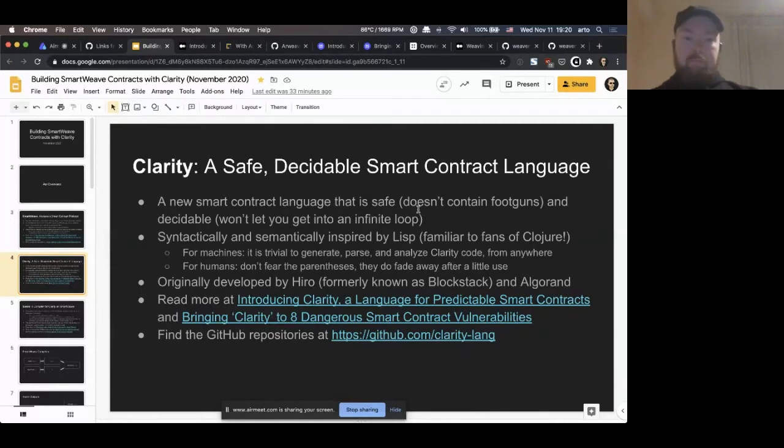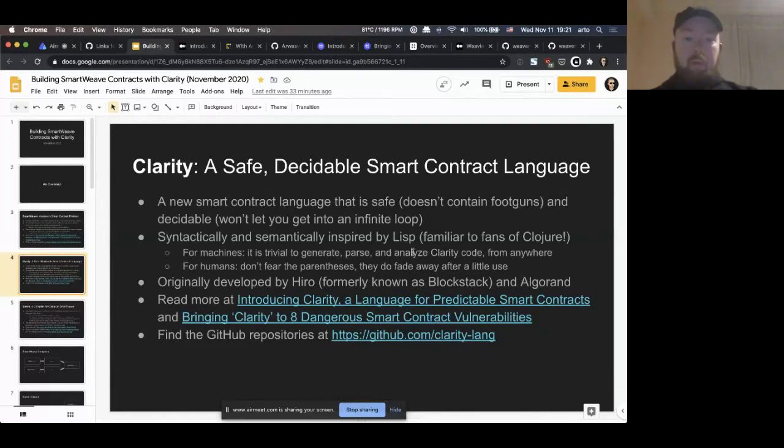And the language itself looks like a Lisp, and that might be familiar to people who used Clojure. It means that for machines, it's super easy to parse Clarity, and also super easy to generate Clarity in case people get into, let's say, the deep end of the pool of what you could do with smart contracts. And it's very easy to analyze Clarity programs.